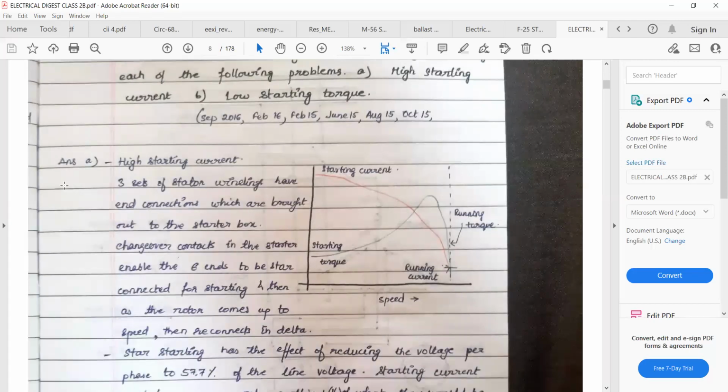Three sets of the stator winding have end connections which are brought out to the starter box. So what is there in the starter box? Three windings. Changeover contacts in the starter enable the 6 ends. So if you are seeing only 3 windings, not the 6 ends, that means you can only connect the motor in star. If there are 6 ends, you can connect this motor in star and delta.